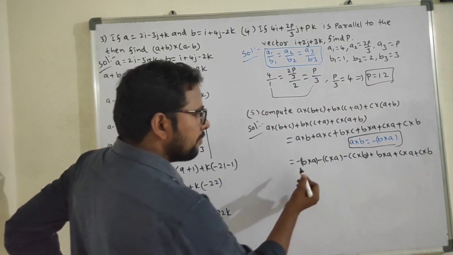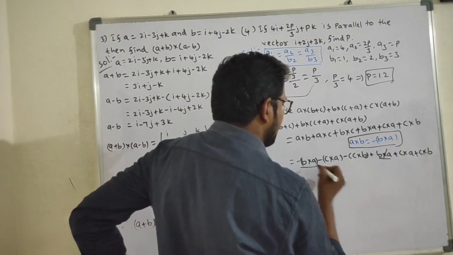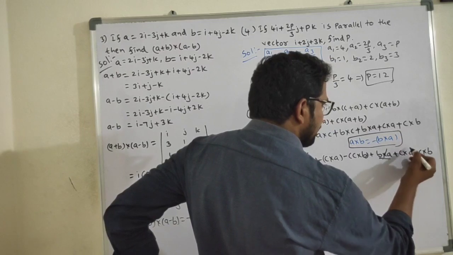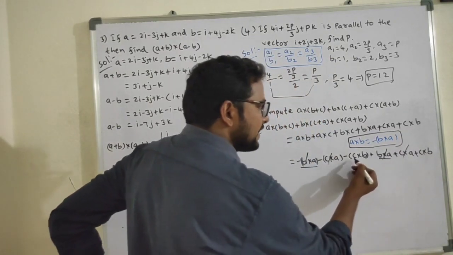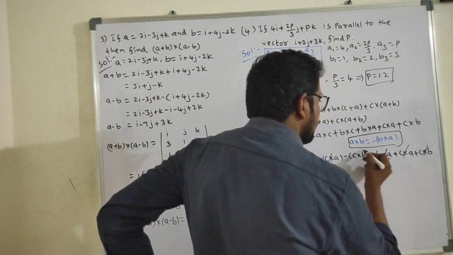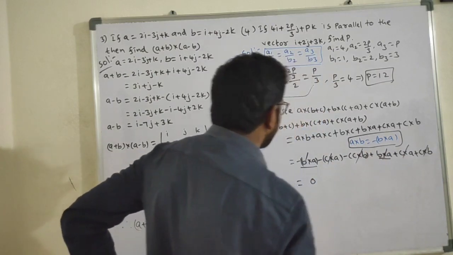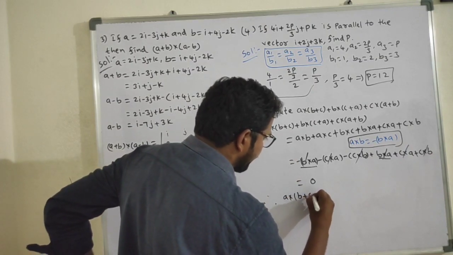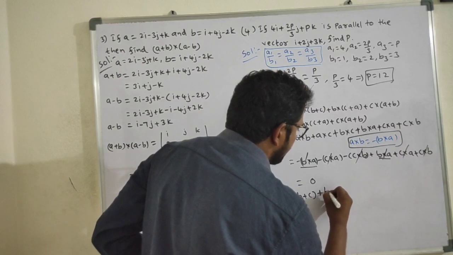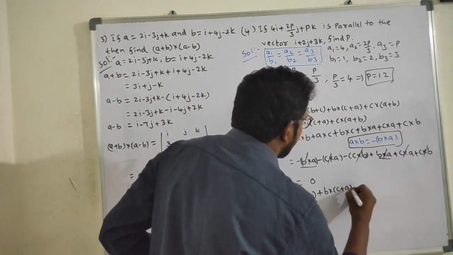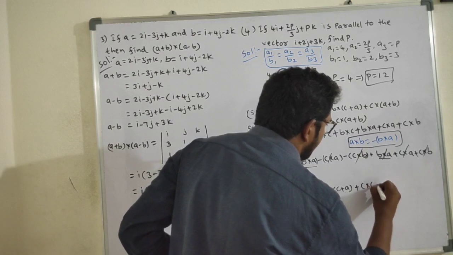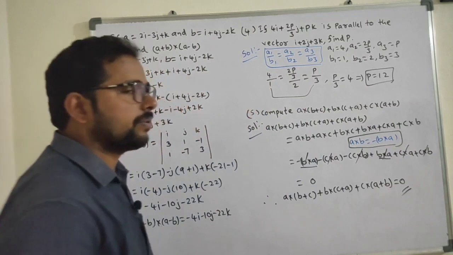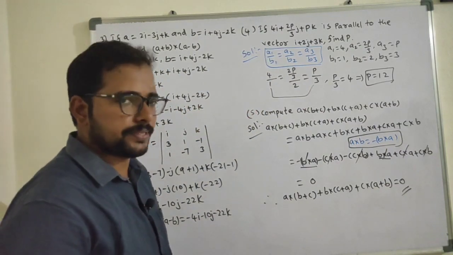See, observe these: minus B cross A plus B cross A, both will cancel. Next, minus C cross A plus C cross A, both will cancel. And minus C cross B plus C cross B, both will cancel. So the answer is 0. Therefore, the value of A cross (B plus C) plus B cross (C plus A) plus C cross (A plus B) is equal to 0. This is the solution of the fifth question.